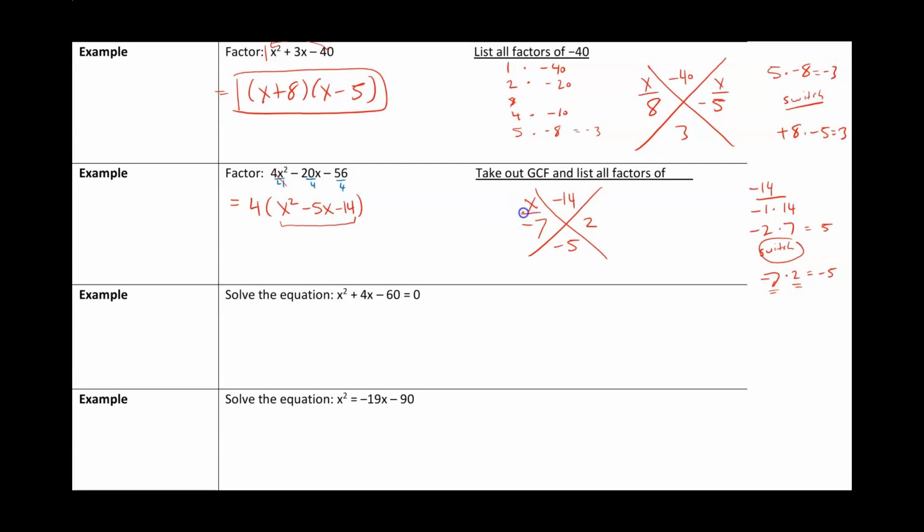So those are your two factors, negative 7 and positive 2. Put an x on top of each, and then make it fall over. So this is going to be x minus 7 times x plus 2. Don't forget about the 4. Make sure you bring it down every single time.